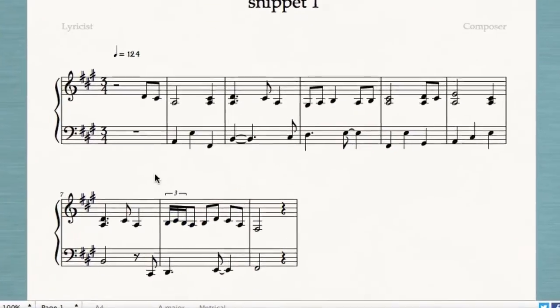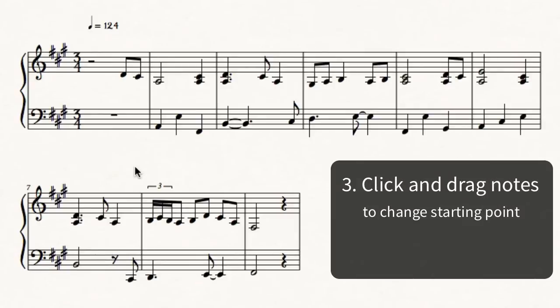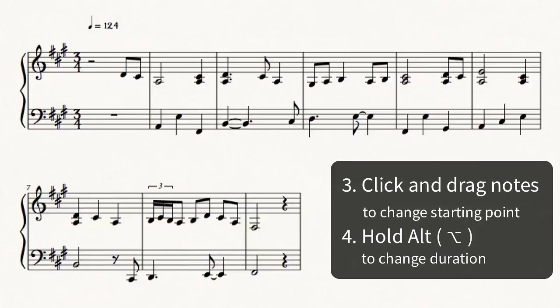You can also edit rhythm by dragging the note horizontally. The note will then move in a 4 subdivision grid, in this case 16ths. Hold Alt and drag to change duration.